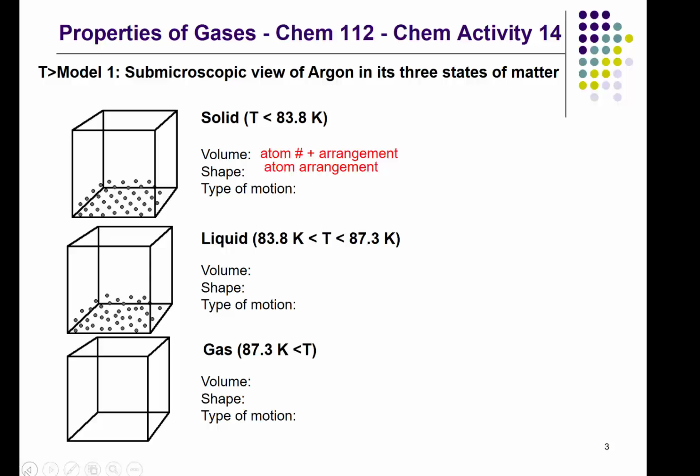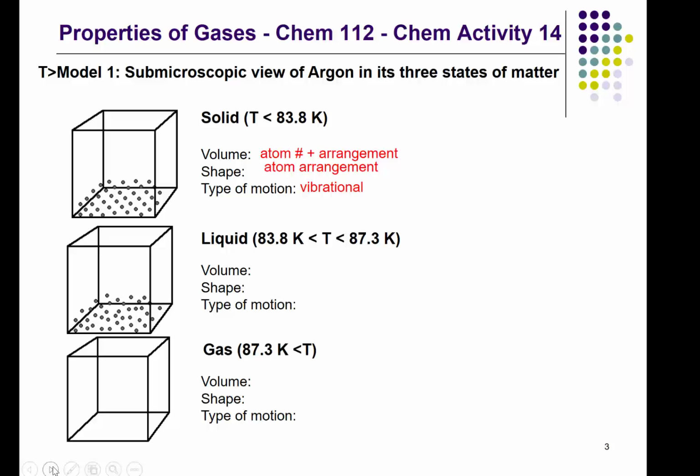We saw at the submicroscopic level that the type of motion that's occurring is vibrational. So I've made a little sketch of a group of atoms, presumably argon, in the solid state, and in this case they are at the bottom of the container. But do imagine that they're arranged in a very defined way, and that they're all vibrating, and they're fixed in position relative to one another.